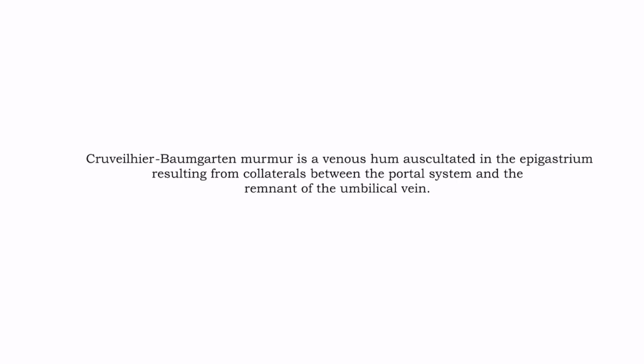What is Cruveilhier-Baumgarten murmur? Cruveilhier-Baumgarten murmur is a venous hum, auscultated in the epigastrium, resulting from collaterals between the portal system and the remnant of the umbilical vein.